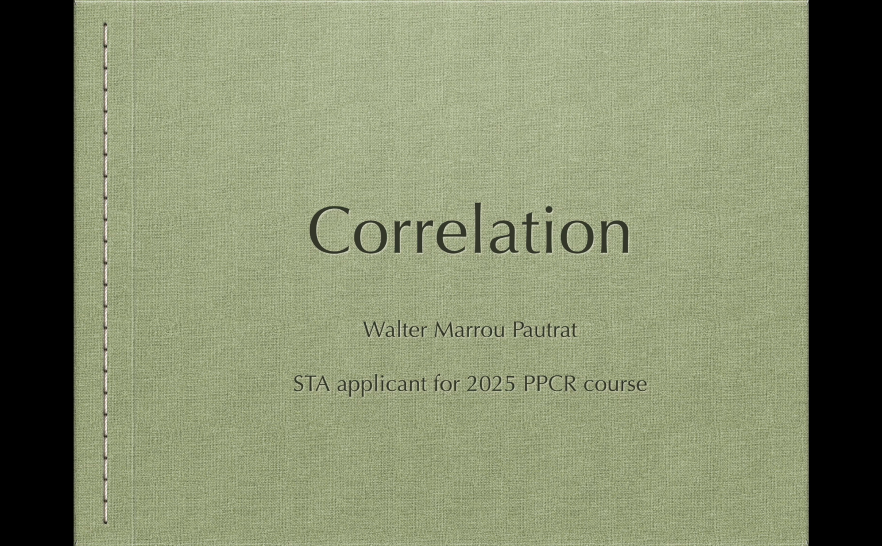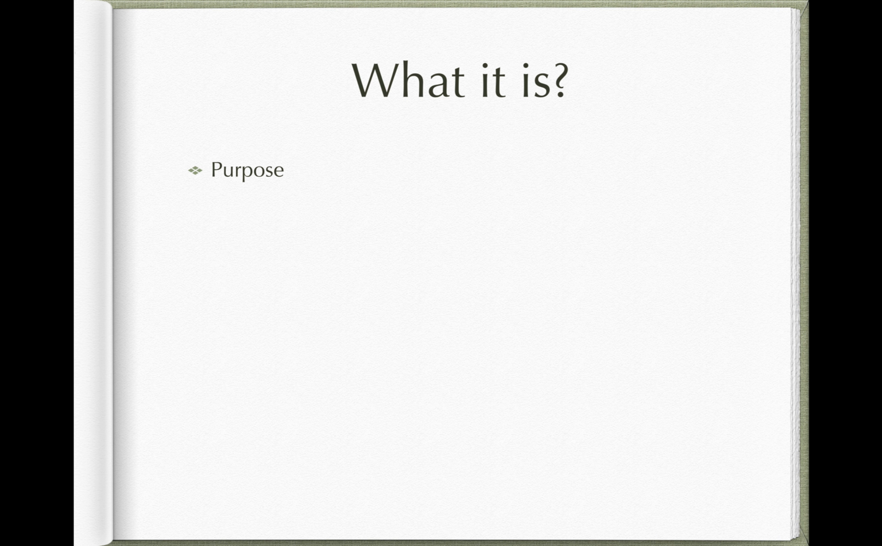I'm a senior teaching assistant applicant for the 2025 PPCR course, and today we'll talk a little bit about correlations. The basic purpose of correlations is to describe the association between two variables. It's used for continuous data. It's important that both variables must be continuous. The association between variables is based on the study of covariance and can be positive or negative.